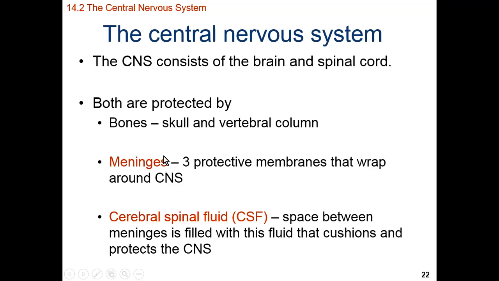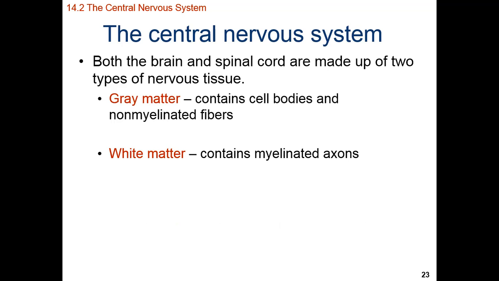When a patient has meningitis, the meninges are inflamed. So the membrane around the brain or spinal cord becomes inflamed during meningitis. And then finally, we have the cerebral spinal fluid. The cerebral spinal fluid is the cushion or the shock absorber of the central nervous system. Our brain and spinal cord float in a tub full of cerebral spinal fluid.